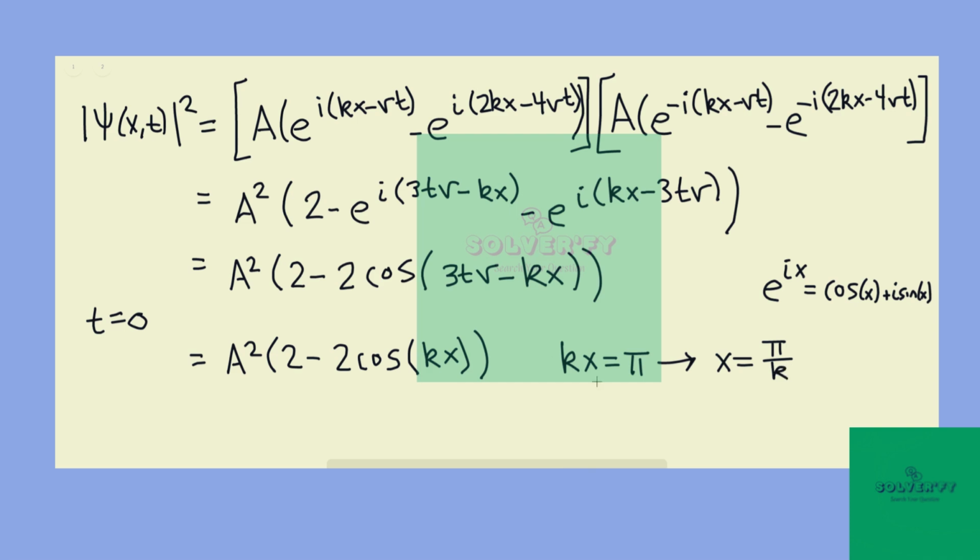And the next place where this cosine's at a minimum, and thus the whole thing's at a maximum, is when kx is 3 pi. Okay. That would give us 3 pi over k. So those are our two x values that would give us maximum probability density for time equal to 0. Now let's do it for time equal to 2 pi over omega. Yep, 2 pi over omega. Plug it in.